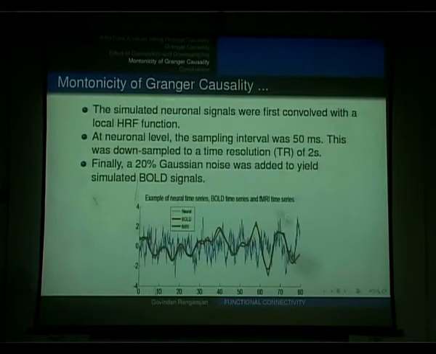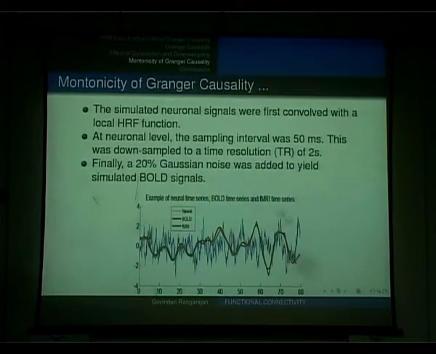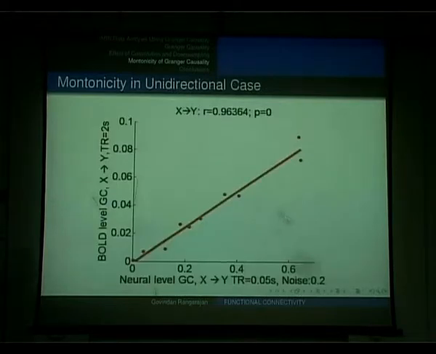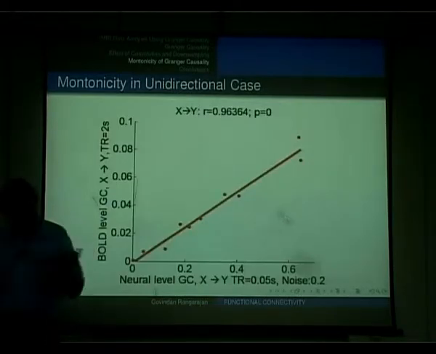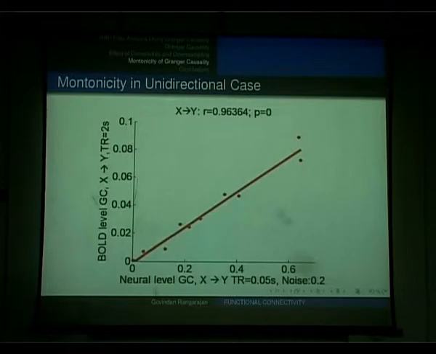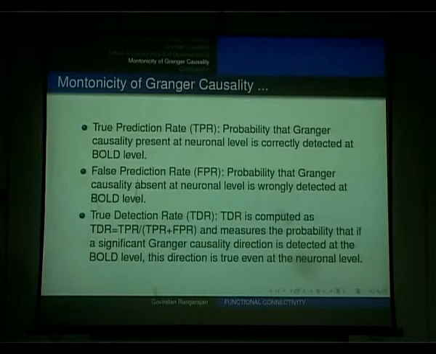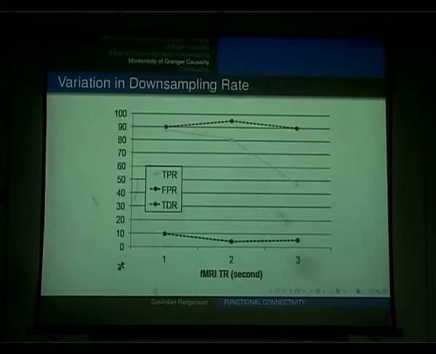So this is essentially, the blue is the original neuronal signal, and then you have the green as a final fMRI after adding noise and all that, measurement noise and so on. So now if you look at the monotonicity between the Granger causality at the neuronal level and at the fMRI level, you still get the monotonicity between the two. And this is in the bidirectional case, and you can look at various measures of how these things do.